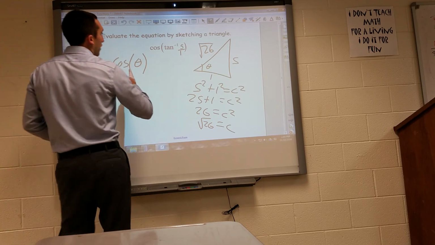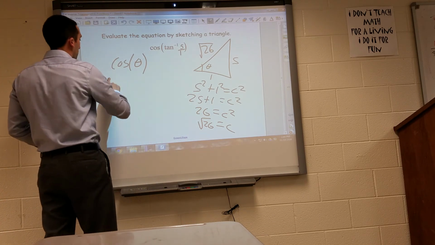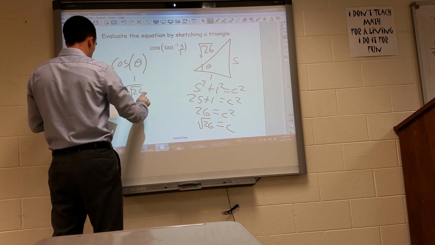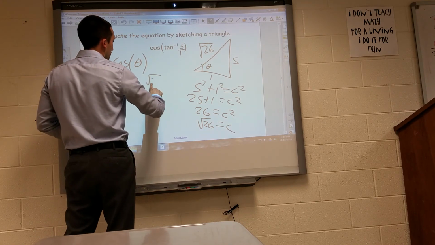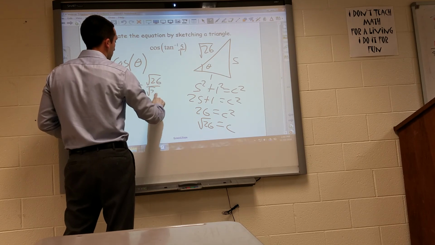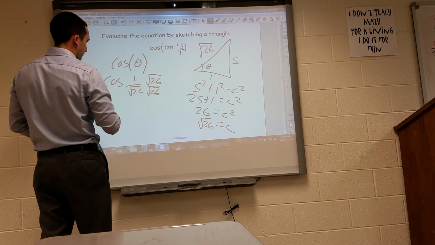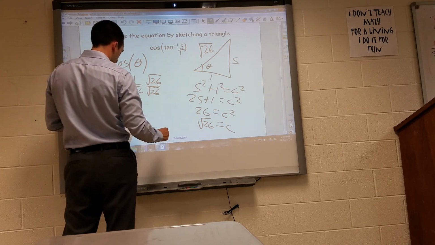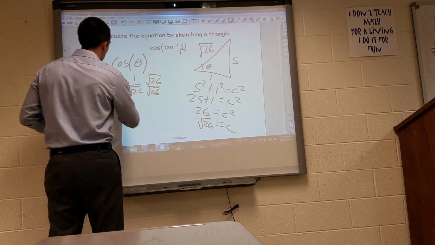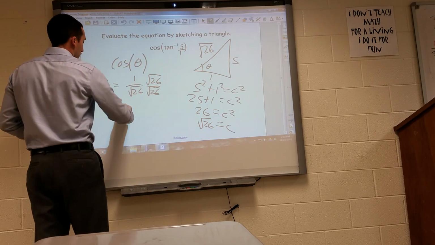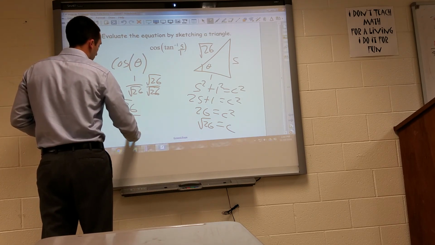So cosine of theta is adjacent over hypotenuse. So the cosine is 1 over square root 26. And if you rationalize that, multiply by radical 26 over radical 26. So it's not cosine of that, it's cosine of theta equals this now. And that gives us radical 26 over 26.